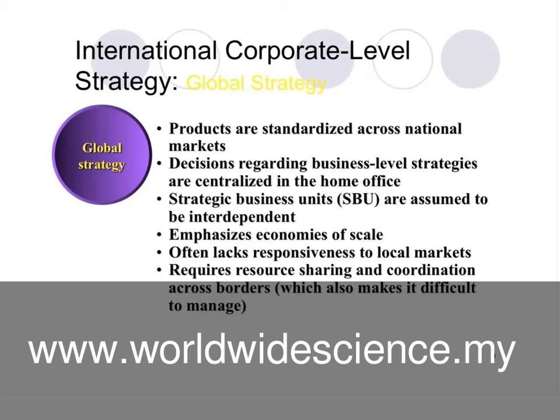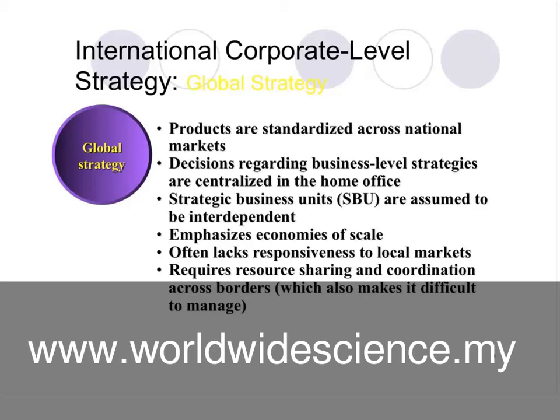So basically, in this type, different from the first type that we discussed, we have a standardized type of products and services. So it's just one type. You just don't respond to the different local market that you go to. Secondly, their business level strategies are centralized in your home office. Your home office decides for everywhere else, and so the leeway for other different regions is much less than it was in the previous type that we called the multi-domestic.